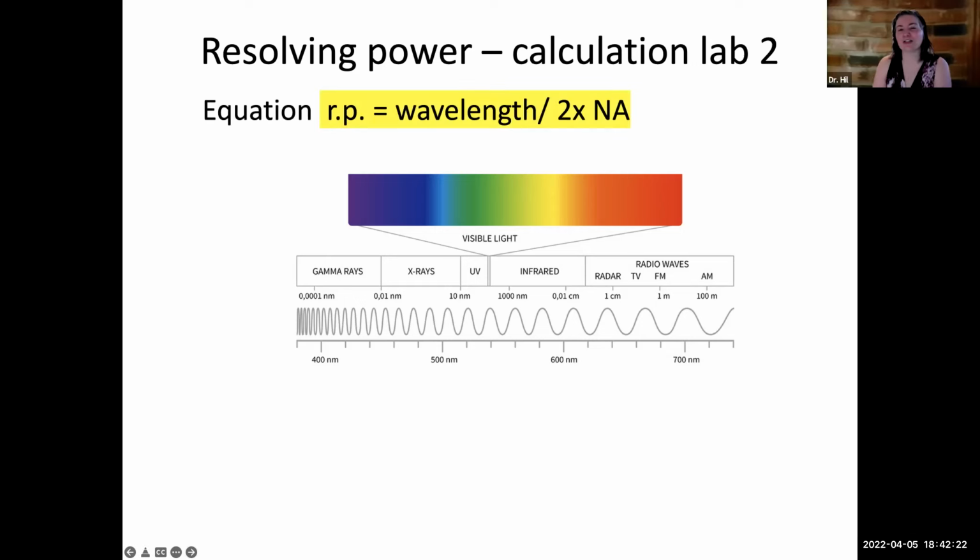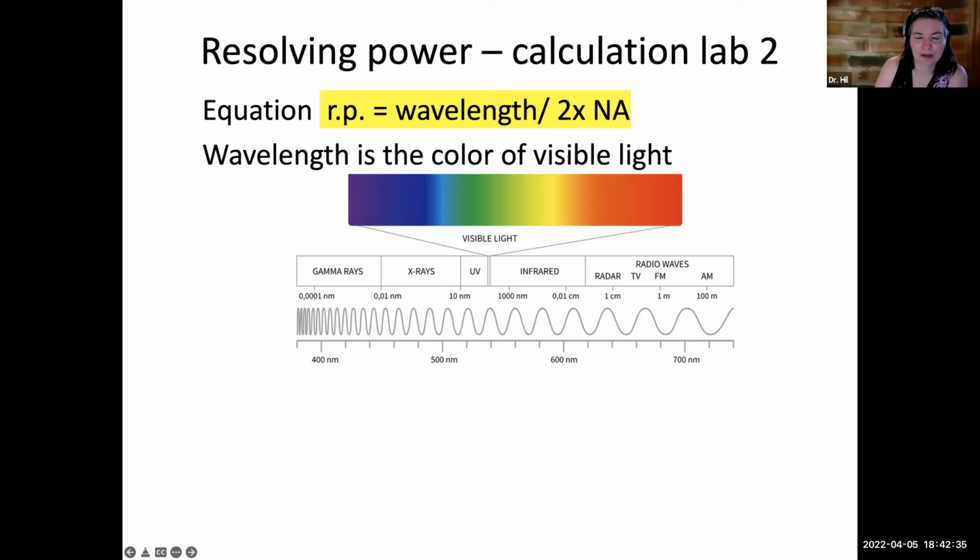Okay, so here's the equation. To calculate resolving power, we take the wavelength of incident light divided by 2 times the numerical aperture. And wavelength is always given to you, and numerical aperture would always be given to you, so you just plug and play. Wavelength would be the color of visible light. You can see it here on a spectrum, or ultraviolet light, which is a smaller wavelength. Or even the electrons in an electron microscope have a wavelength as well. That wavelength is really small.